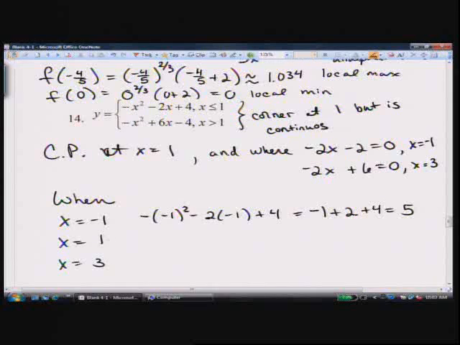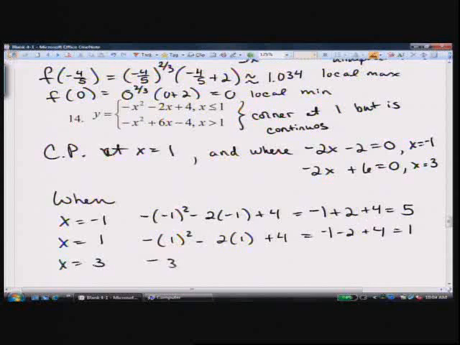If you put 1 in, you're also going to put 1 into that first equation because it was less than or equal to. So it's the opposite of 1 squared minus 2 times 1 plus 4, which is -1 minus 2 plus 4, which is 1. And you'll plug 3 into the second equation. So 3 squared plus 6 times 3 minus 4. It's -9 plus 18 minus 4. So that's 5.